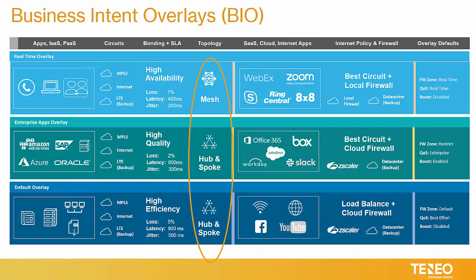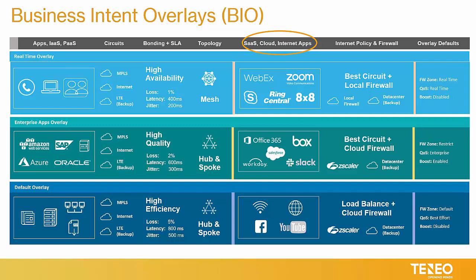The SaaS, cloud, and internet apps column highlights the types of applications that would use this BIO policy. The Silver Peak SD-WAN solution takes an application-driven approach to more intelligently manage WAN resources to keep applications running even during brownout or blackouts. When different groups of applications are mapped to business intent overlays, the decision on which overlay to place the flow needs to be done correctly on the first packet. Otherwise, application performance will suffer.